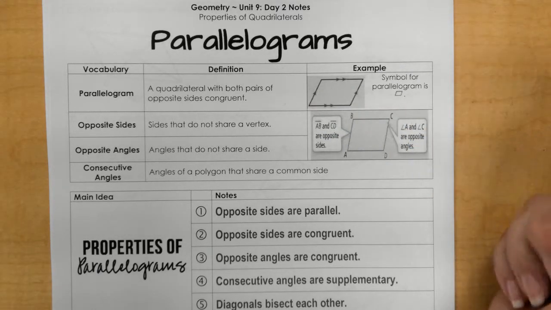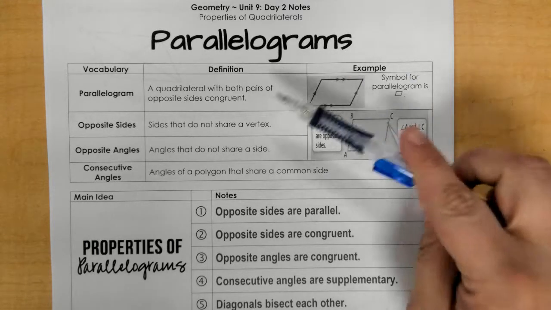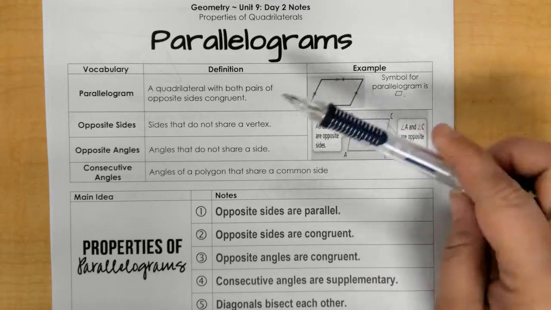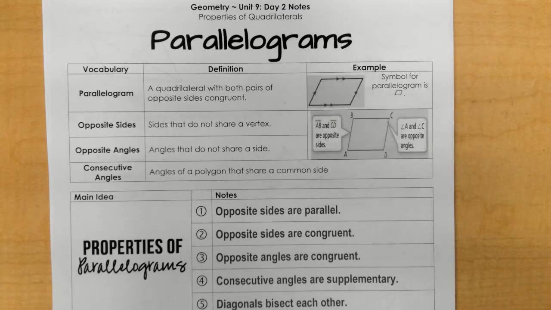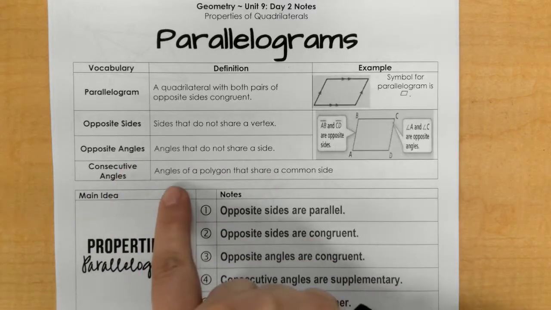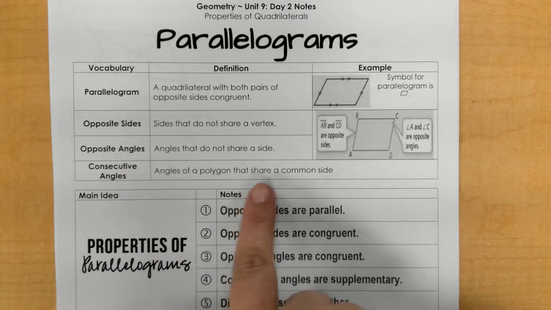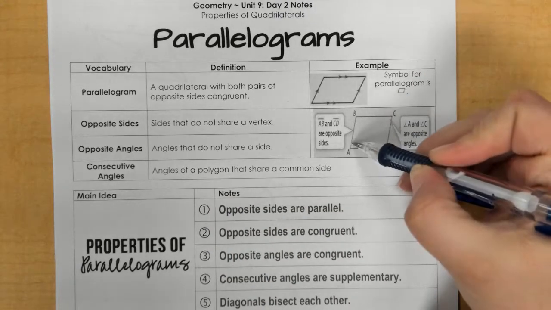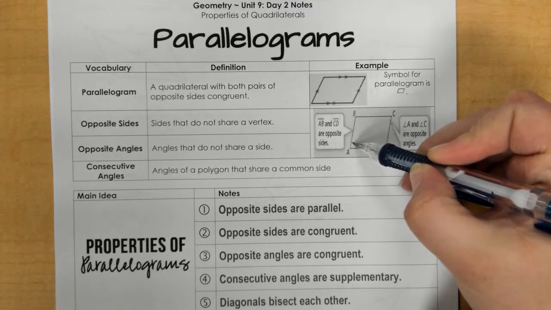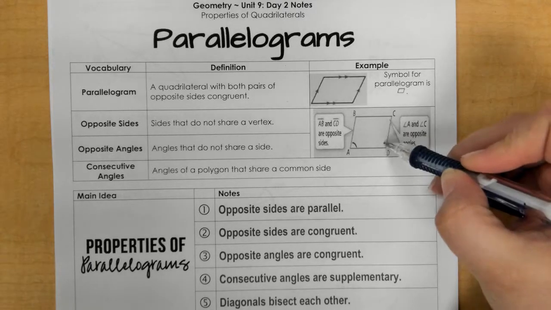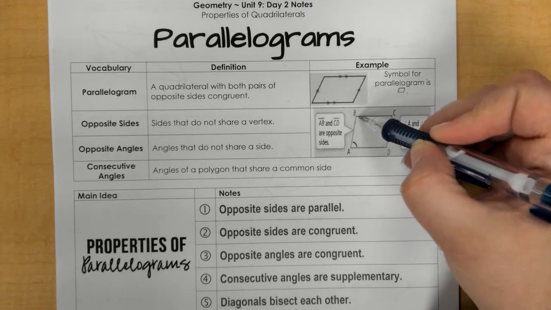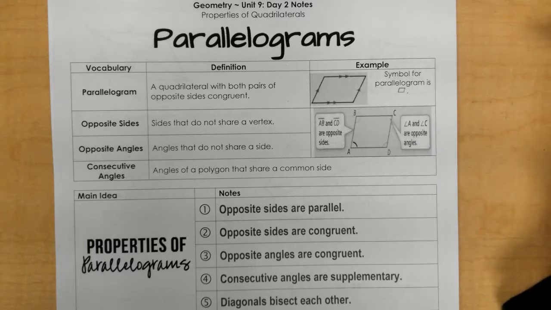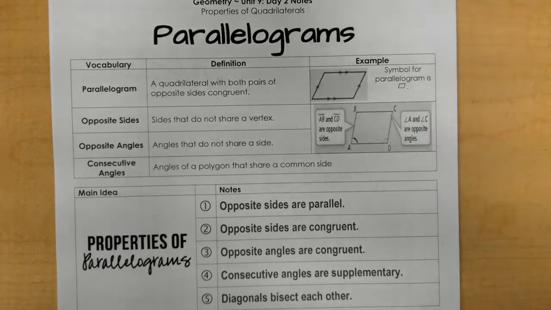A parallelogram is defined as a quadrilateral with both pairs of opposite sides congruent. Opposite sides are sides that do not share a vertex, and opposite angles do not share a side. Consecutive angles of a polygon share a common side. So for example, if I was talking about this angle, what is its consecutive angle? It could be this one, or it could be this one. It just couldn't be the opposite angle. It has to be the one next to it.